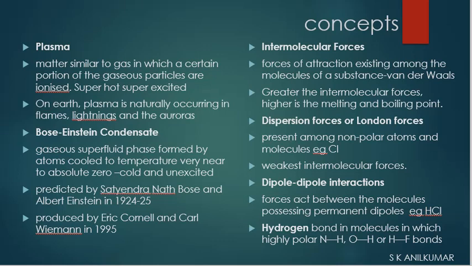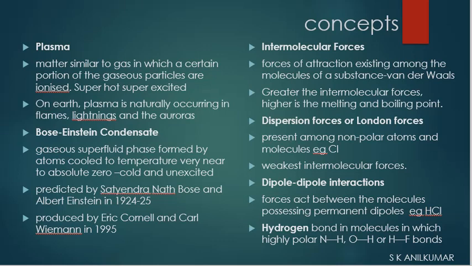On Earth, plasma is naturally occurring in flames, in lightnings, in auroras. What are auroras? In the northern and southern hemisphere, you will see auroras because of the natural phenomena in which the atmospheric air and the gases in the atmosphere, along with the particles of light from the stars, reach Earth in the form of beautiful lightnings in multiple colors.